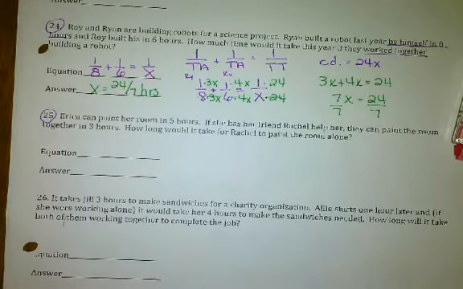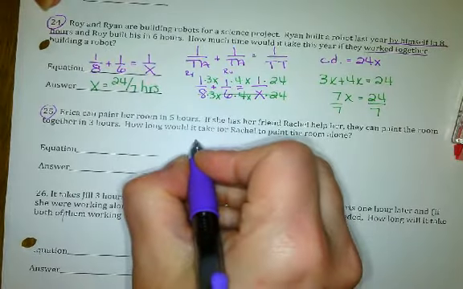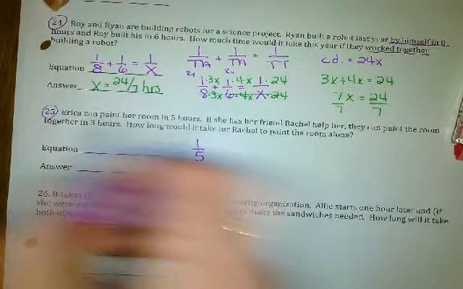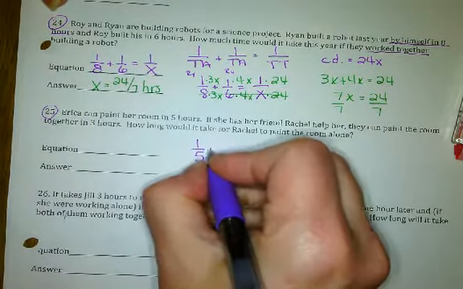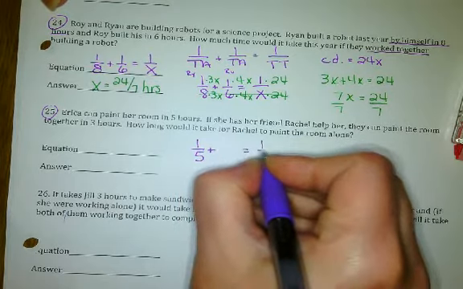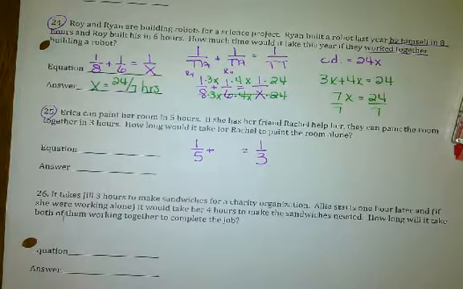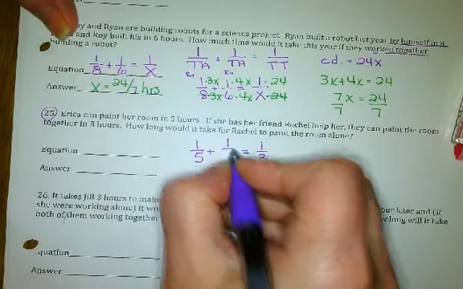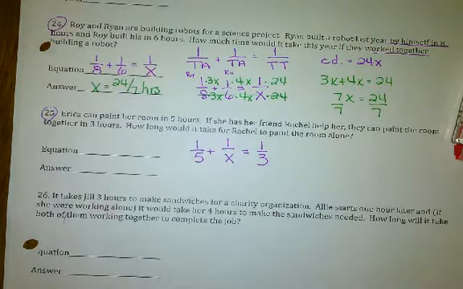Okay, on 25, Erica can paint her room in 5 hours. So that's Erica working alone. Takes her 5 hours. If she has her friend Rachel help her, they can paint the room together in 3 hours. So that's going to be 1 over 3, because that's their time together. How long would it take Rachel to paint the room alone? Well, I don't know. So 1 over x.